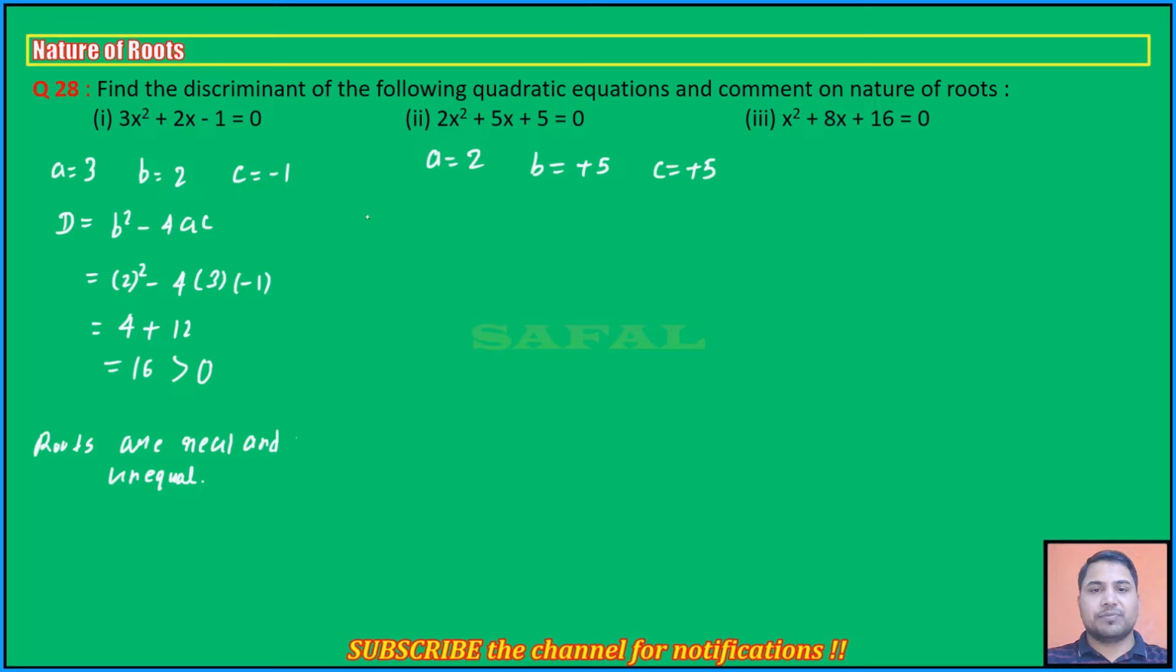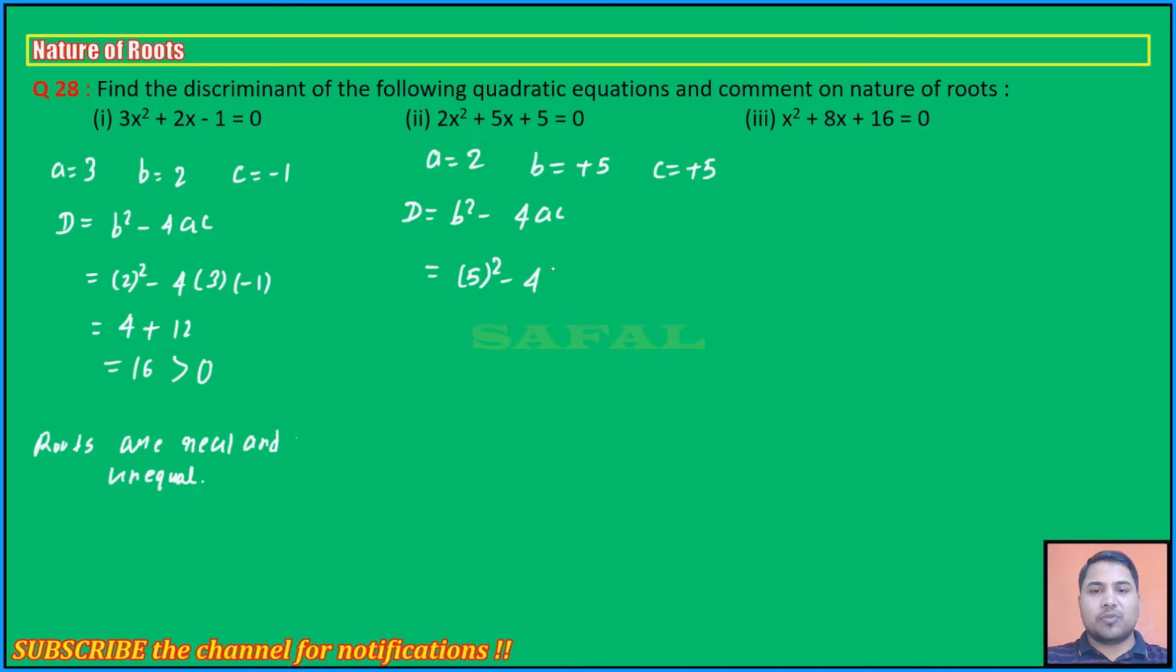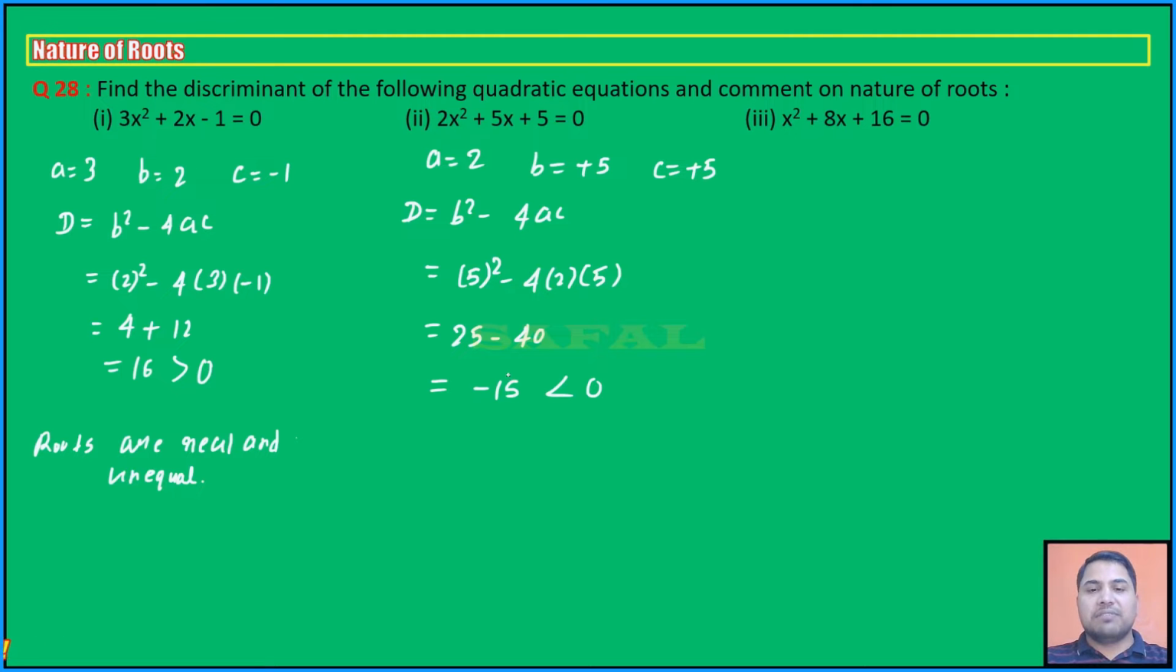also +5. So capital D, if I am going to calculate, B square minus 4AC, so B is 5, so 5 square minus 4, A is 2 and C is +5. So 25 minus 4 2s are 8, 8 5s are 40. So 25 minus 40 is -15. So that means D is what? Less than 0. And we know that if D is less than 0, then roots are not real. So no real roots. So in this case, no real roots.